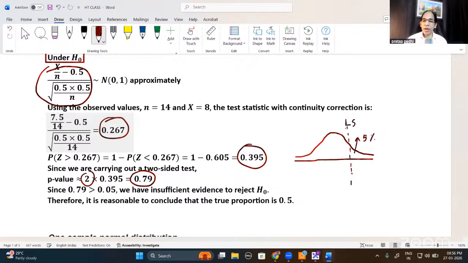Then the test statistic. I didn't find the value of this. We found here the p-value.